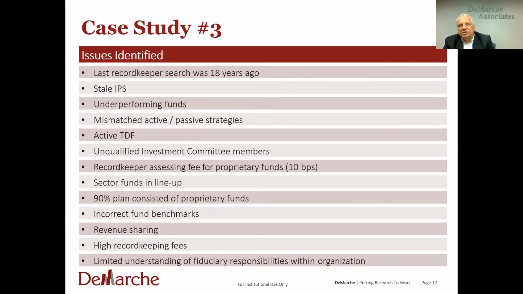Again, a stale IPS, investment policy statement. Underperforming funds in the lineup, a mismatch between active and passive strategies. We also found a very strange thing where the record keeper was assessing a fee for the fact that they have proprietary funds in the lineup, where you'd think they'd maybe be discounting that. They were actually assessing an additional fee. It was in the very, very fine print. And I've seen situations here, I'm sure both Craig and Coleen have, where there might be a page or two of footnotes on some of these things. You really have to dig into them and understand what you're being charged and how fees are being assessed, et cetera.